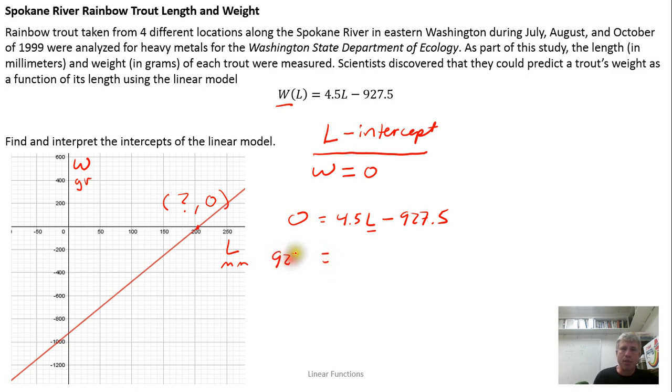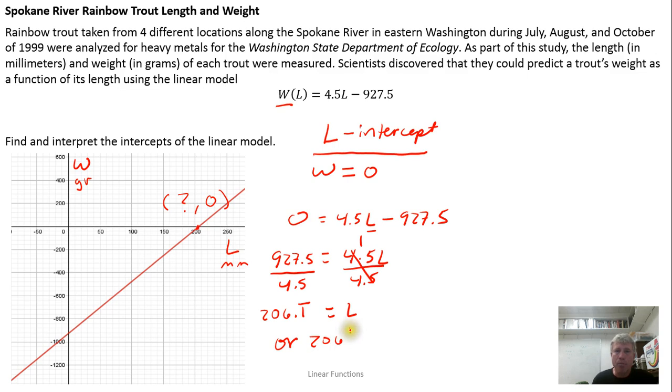So we take the model, we replace the W with 0, we set it equal to 4.5 times length minus 927.5, and we solve it for the length. So first step is add 927.5 to both sides, which will leave 4.5 times the length on the right hand side. Divide both sides by the coefficient on the length variable. 4.5 divided by 4.5 is 1. 1 times length is length. And then we get 927.5 divided by 4.5, which comes out to be 206.1 repeat, or you could write that as a mixed fraction as 206 and 1/9.